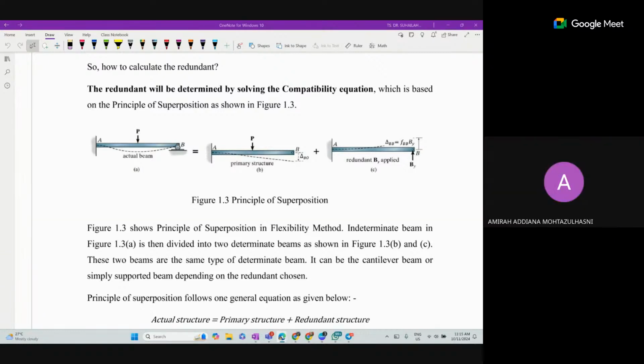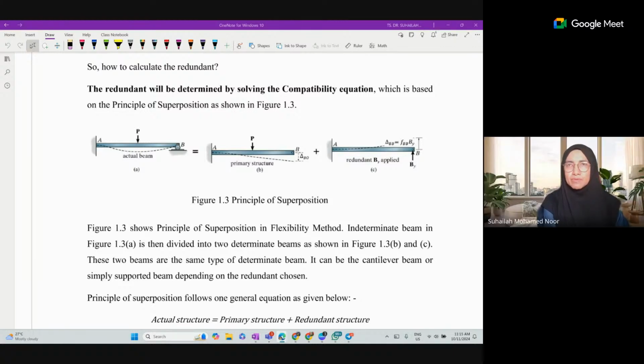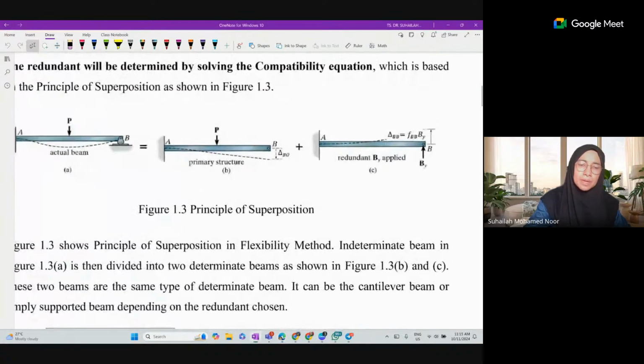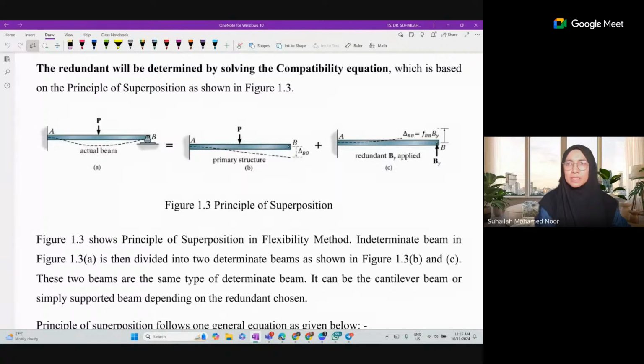Yes, Madam. Okay, so we focus on the principle of superposition. The principle of superposition states that the actual beam is equal to the primary beam plus the redundant beam. This is the diagram taken from the textbook. It is the case where there is one point load at the center of the beam, one fixed support and one roller, the actual beam. So BY is the redundant. In the primary structure, we need to remove BY.